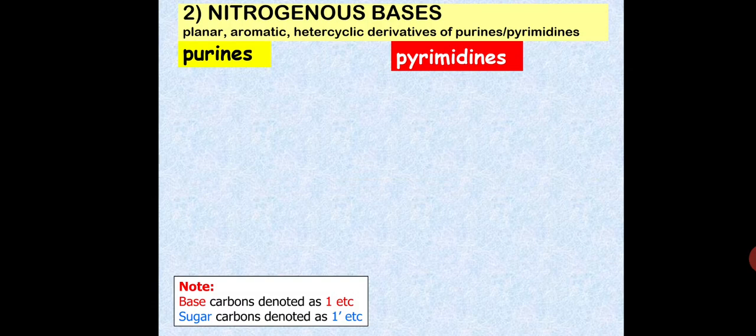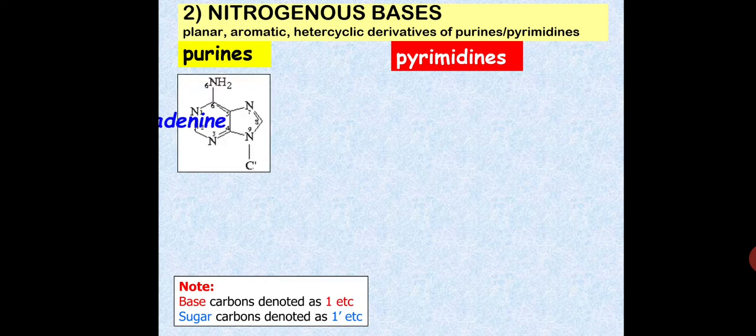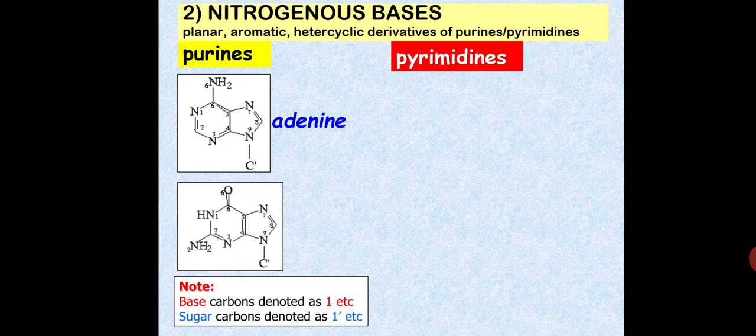Now second is nitrogenous bases. As I told you, they may be planar, aromatic, heterocyclic derivatives of nitrogen, which are of two types: purine and pyrimidine. Purine is of two types, as I told you: A and G. Remember that purine is the small name, but the structure is big, that is double ringed heterocyclic rings, and pyrimidines are large name but small structure, that is just one ring.